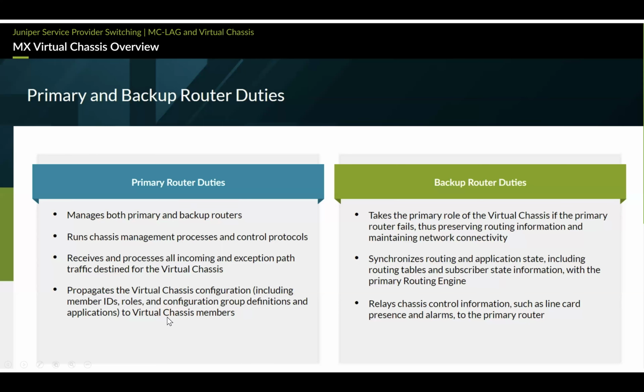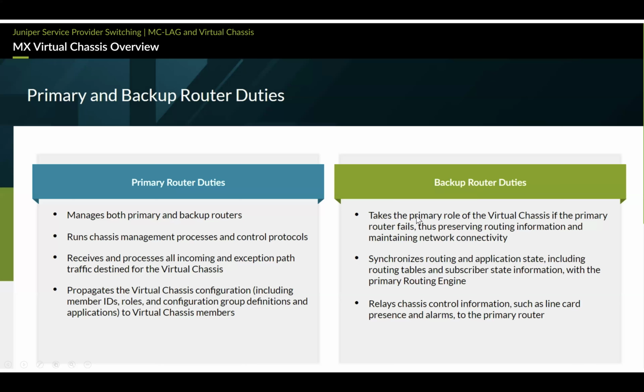And the primary and backup router duties when both routers participate in the virtual chassis. The primary router manages both primary and backup routers, runs the chassis management process and control protocols, and receives and processes all incoming and exception path traffic destined for the virtual chassis. It propagates the virtual chassis configuration, including member ID, roles, and configuration group identification, to all virtual chassis members.